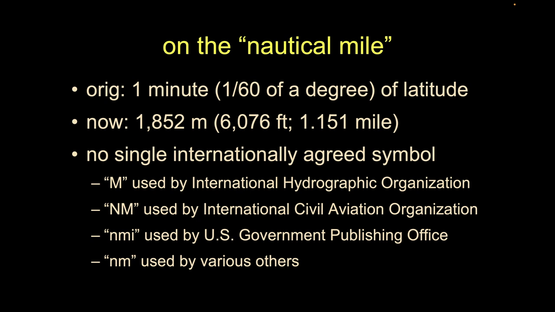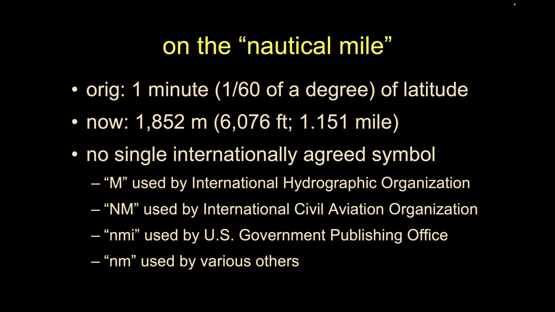The other problem is that there's no single international symbol. It's not like km, where everybody abbreviates kilometers that way. Depending on what map or legal document you're looking at, sometimes it's M, and you're like, wait, isn't that meters? Yes, but they'll use a capital. So it's super confusing. You sometimes see M, sometimes NM, sometimes NMI.